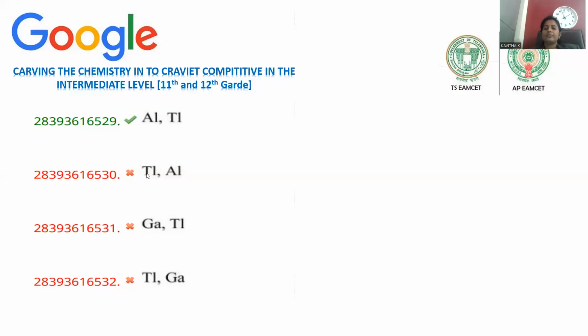So thallium least, aluminium largest, this is the wrong one. Gallium and thallium: gallium has a somewhat higher value in comparison to aluminium. That's why it is wrong. So thallium least, gallium highest, this is also wrong. So the correct answer will be option number 1 only.